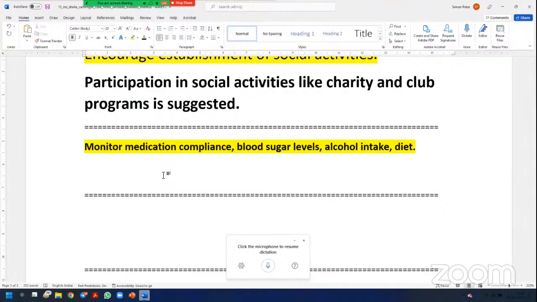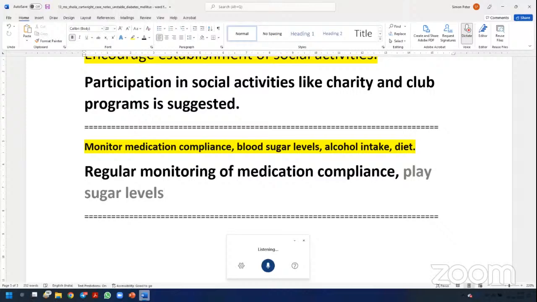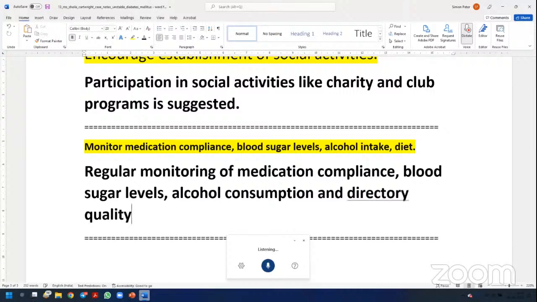Continuous regular monitoring of medication compliance, blood sugar levels, alcohol consumption, and dietary quality is advised.